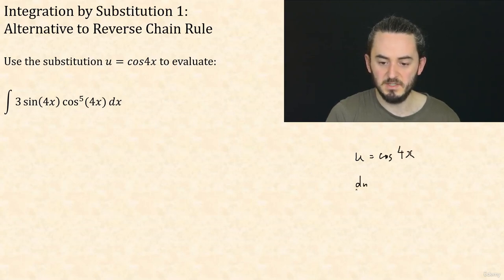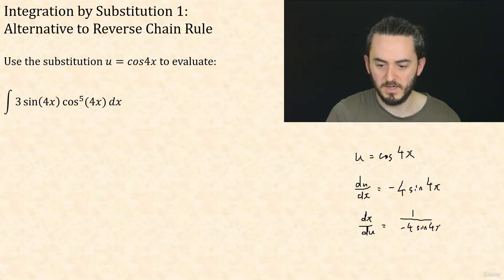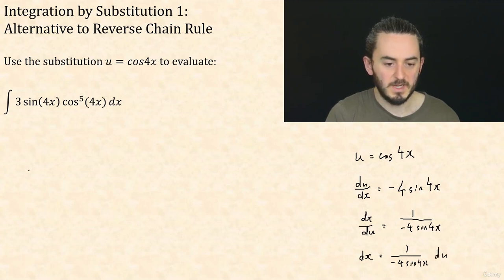That means that du by dx is minus 4 sine 4x, and it's dx that I'm interested in. So we'll always just work on this until we have an expression for dx. So that's 1 over minus 4 sine 4x, and finally that means that dx is 1 over minus 4 sine 4x du. Okay, now I can look at putting the substitution into action.